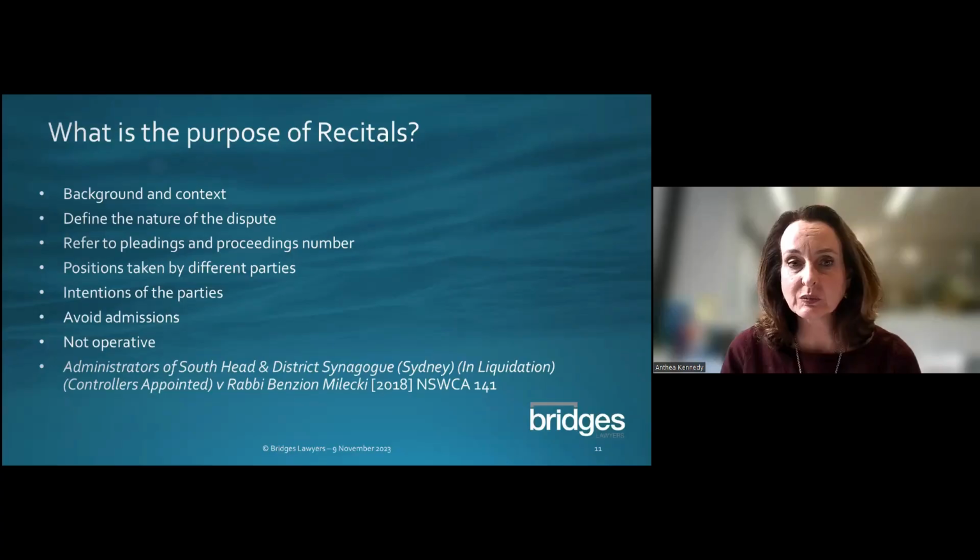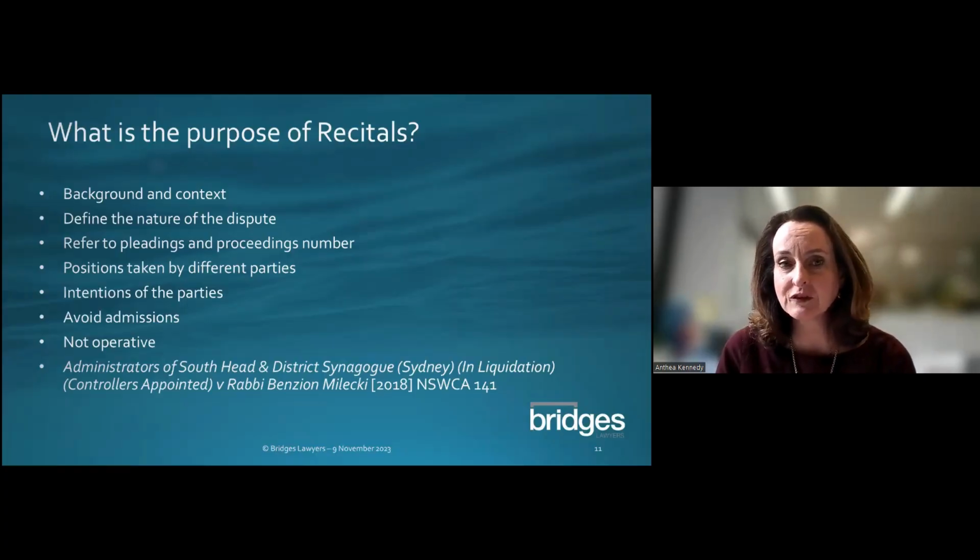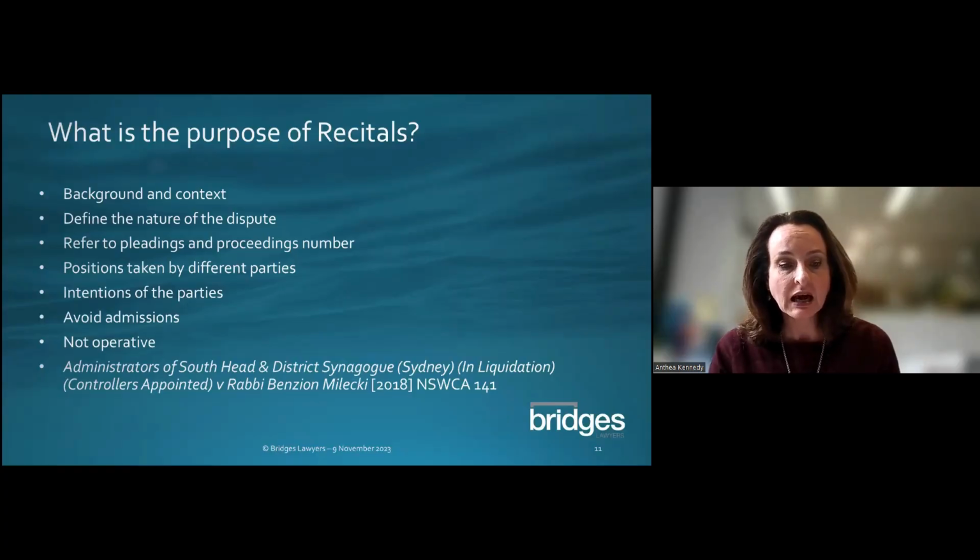It's important to set out the position taken by the different parties, where the parties do take different positions. It can be stated that party X asserts A, B, and C, and that party Y denies A, B, and C and asserts D, E, and F instead. In terms of the intentions of the parties, recitals can be a convenient way of recording those intentions.